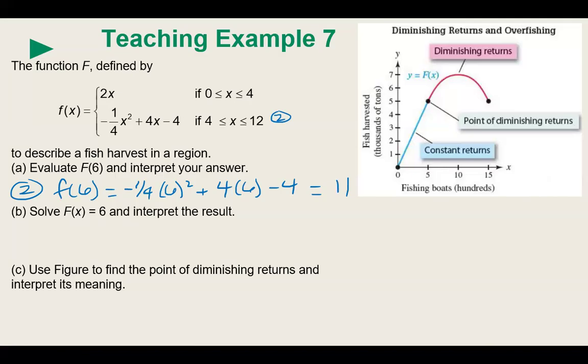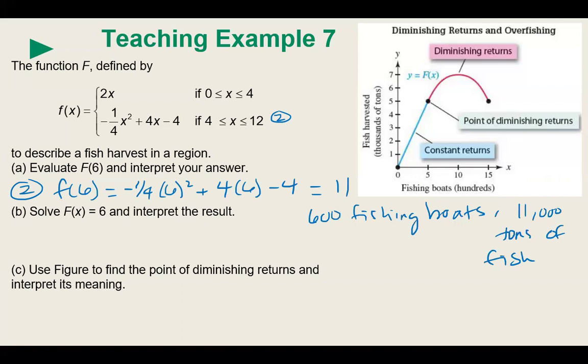That 11 represents thousands of tons of fish. Does that make sense? So if you have 6, which represents 600, interpret: if we have 600 fishing boats out, then we're going to expect 11,000 tons of fish caught. Fish is not spelled like that. Okay, make sense? And that's what it means to interpret your answer.